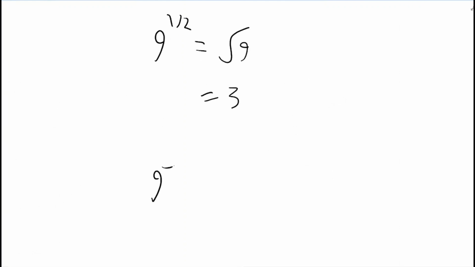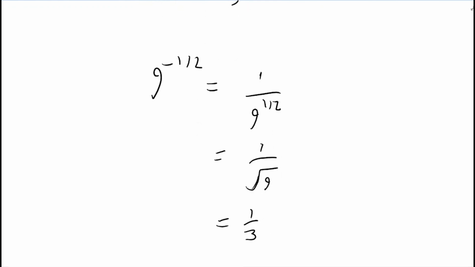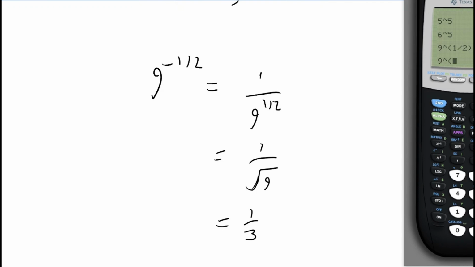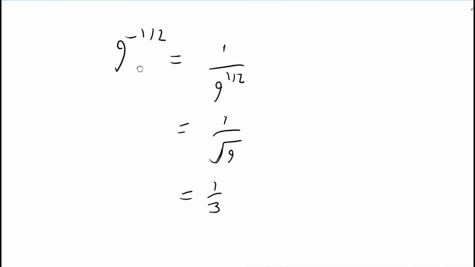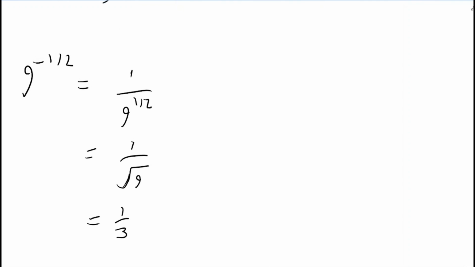Or if you do 9 to the power of negative a half, well, the negative is going to put it under a fraction. And then you're going to get 1 over root 9. So that becomes 1 over 3. And you can always check these on the calculator. 9 to the power of negative a half does indeed give you a third. Okay, and if you want to convert that to a fraction, there we go. Just a little bit strange.